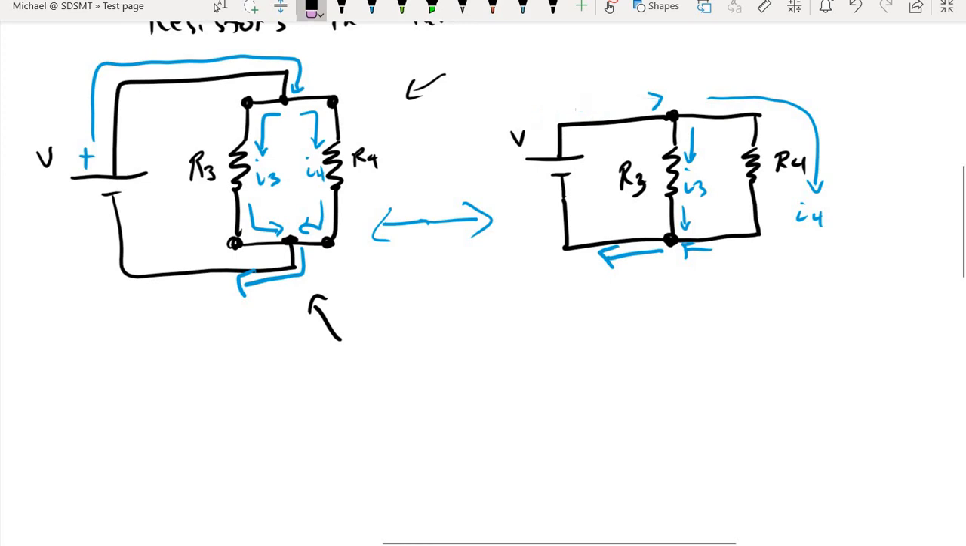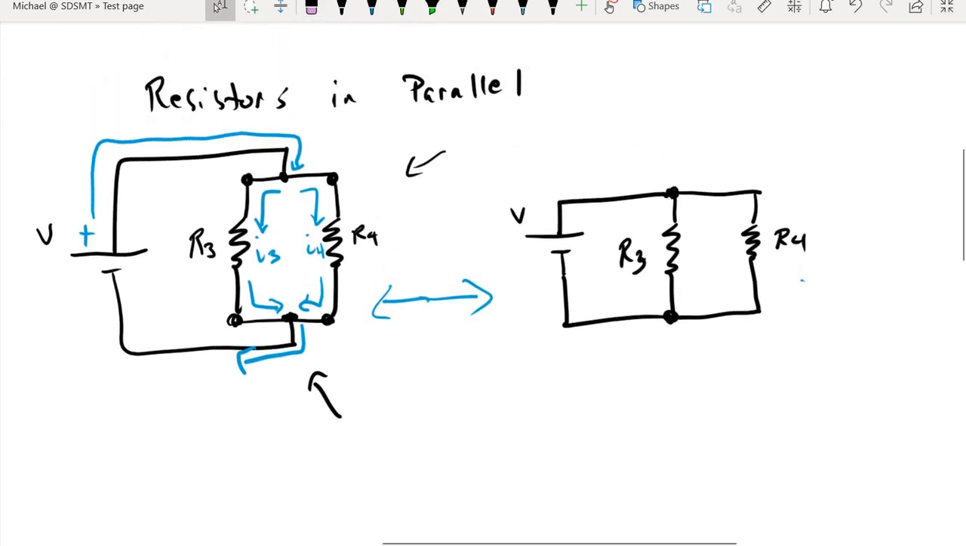Well, in addition to that, if we look at these two resistors, the definition that we have for parallel says that the heads of the resistors have to be connected together, the tails have to be connected together, and they are. But the heads of these two resistors are also connected to the head of the battery. The tails of these two resistors are connected to the tail of the battery.